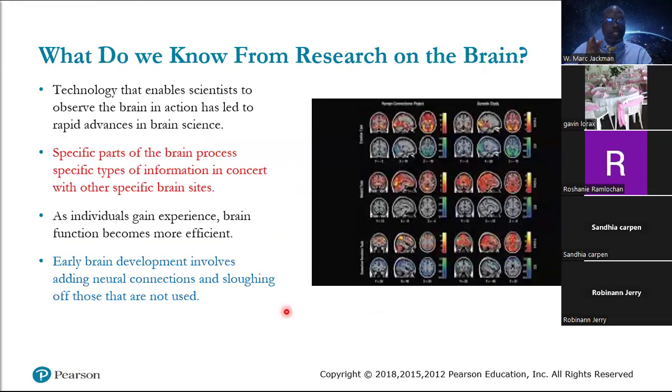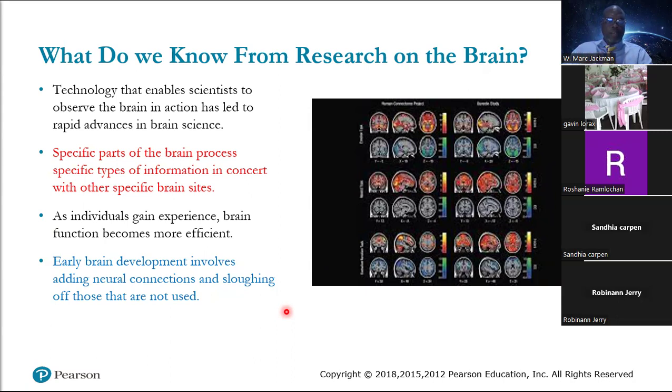What do we know from brain research? We know that specific areas of the brain process specific types of information along with other parts of the brain at different brain sites. As individuals gain more experience, the brain functions more efficiently. So if you look at the brain of an expert and the brain of a novice, when they're processing information, you would find that there's more efficient processing of the information in the expert's brain than in the novice brain. The novice brain is a lot of things going all over the place, but the expert is very clinical in which areas of the brain are engaged in the processing because of the amount of experience that the expert has.